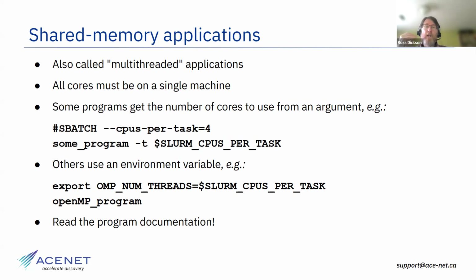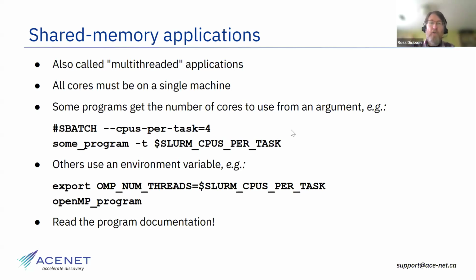Most applications, even if they try to do that by default, have some way to set the number of cores they should use. Some of them get it from an argument. When you invoke the program, there's an argument like -t or --threads or -p or -n or who knows what they call it. You've got to read the documentation. And you just supply a number to that argument. In this example, we'll pretend it's called -t. And if your Slurm request is give me 4 CPUs per task, like shown here, then you want to run the program, some program -t4.